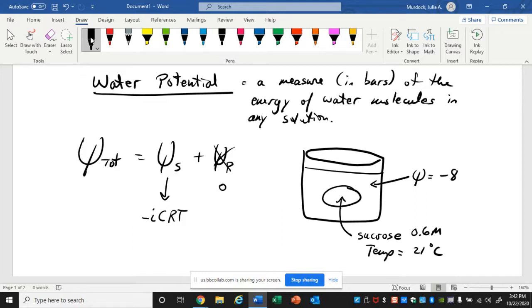Okay, so first calculate your potential for that. Then tell me which way the water will move once you've done it. I think you have all the information you need. Yeah. It's a very typical question.